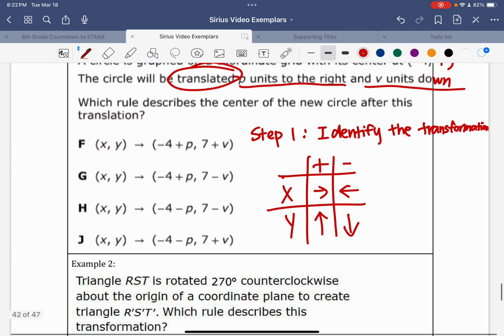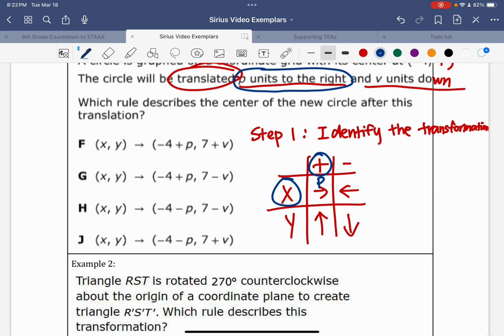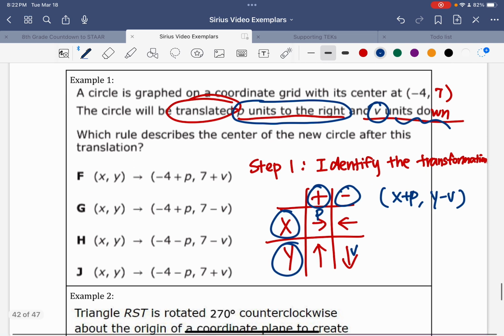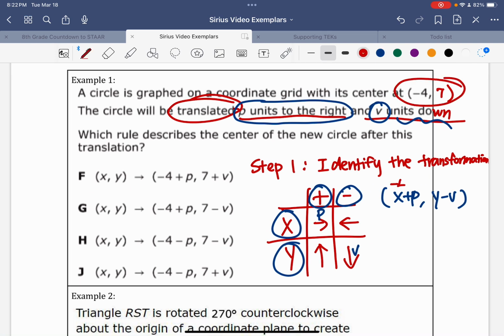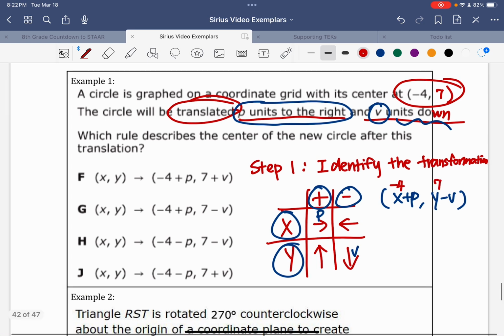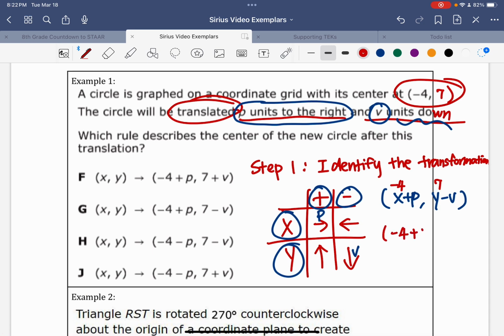And we should know right here the question gives us p units to the right. So it's what? P units to the right, which will be what? X plus p. And then v units down, which is going down v, is what? Y minus v. And then what is my original ordered pair, which is what? -4 and 7. So when you substitute that, it will be -4 plus p and then 7 minus v. Then you should be able to find out which one is your answer. Answer choice G is correct.